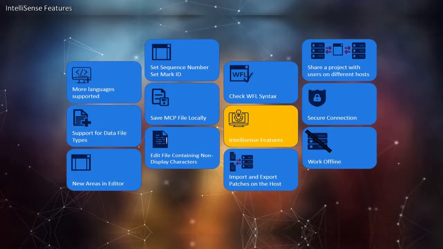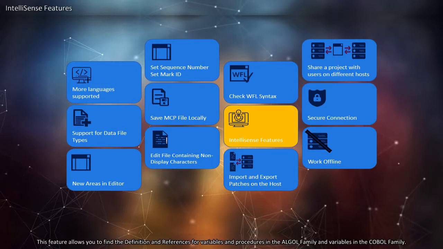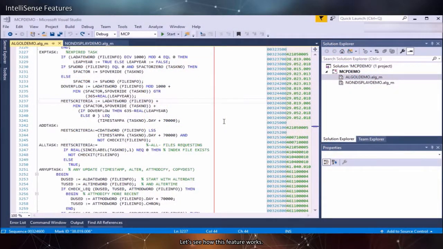IntelliSense features. The IntelliSense features, Go to Definition and Find All References, have been added to Unisys ClearPath Visual IDE 3.0. This feature allows you to find the definition and references for variables and procedures in the ALGOL family and variables in the COBOL family. Let's see how this feature works.